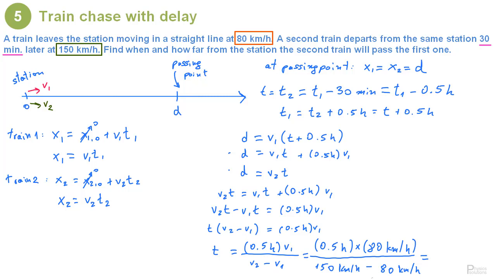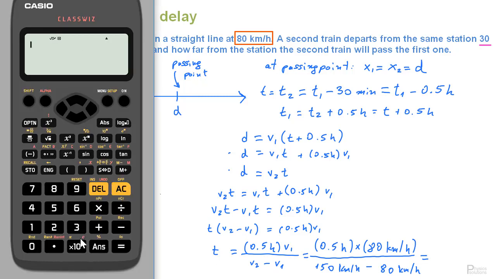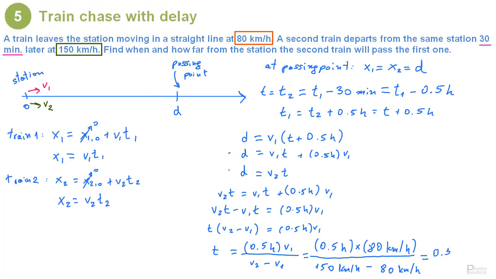And now we put these numbers in the calculator. We have 0.5 times 80 divided by parentheses 150 minus 80, and this is 0.57. So we can simply write this as 0.57, and the units will all cancel properly. Kilometers per hour will cancel the kilometers per hour, and we get this in hours.